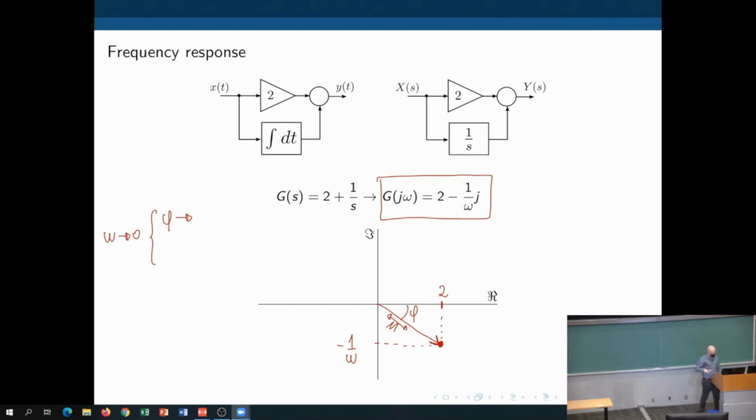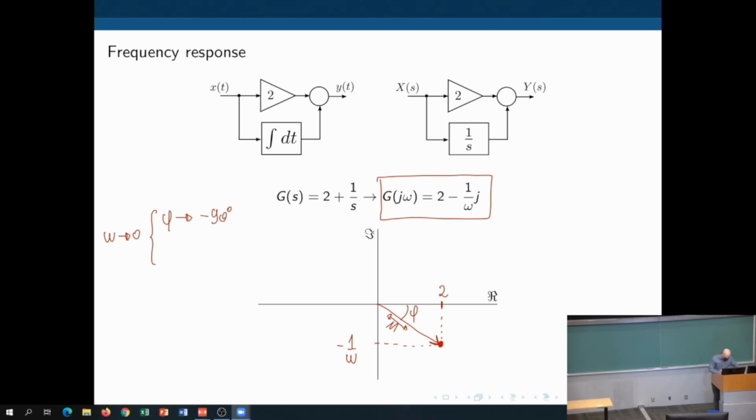So when the frequency tends to 0, what happens to the angle phi? It tends to what value? If omega is tending to 0, then negative 1 over 0, or something very small, is negative infinity. So the vector tends downwards, and phi tends to negative 90 degrees. And eventually becomes a straight line downwards.